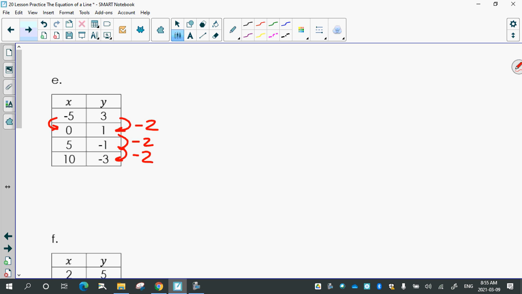So to get from negative 5 up to 0, you would go up 5. From 0 to 5, you would go up 5. And to go from 5 to 10, you would go up 5. Everybody good there? All right, so then to find m, I think we use blue for m. This is our rise, because it's the change in the y's, and this is our run.